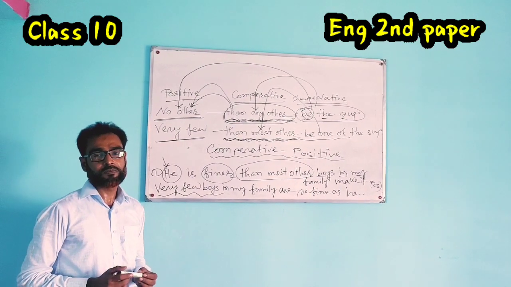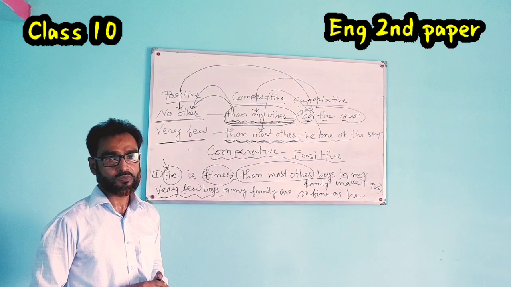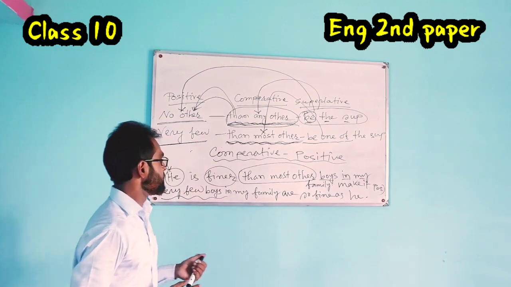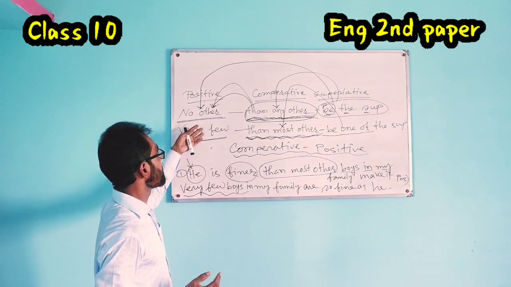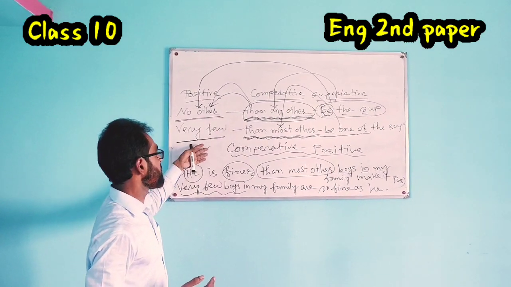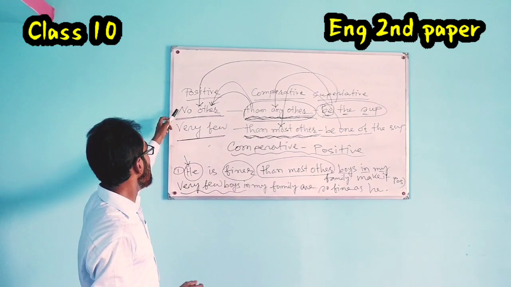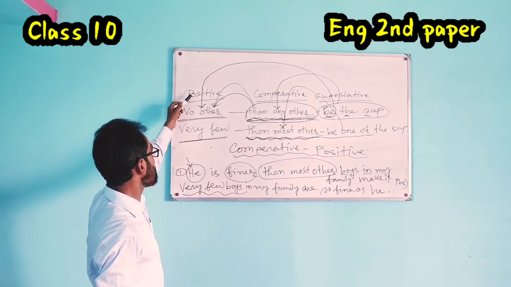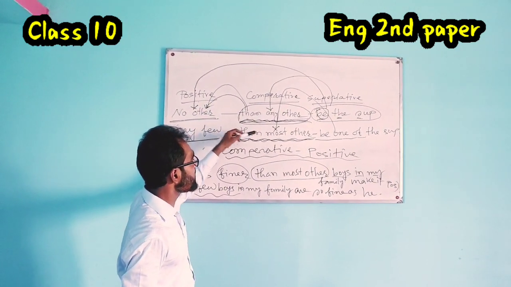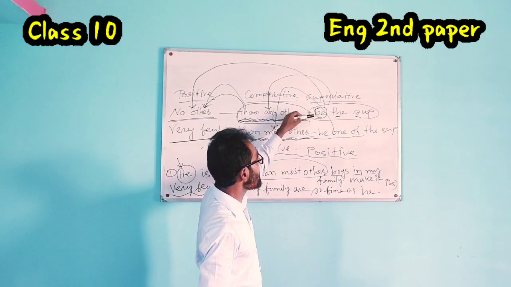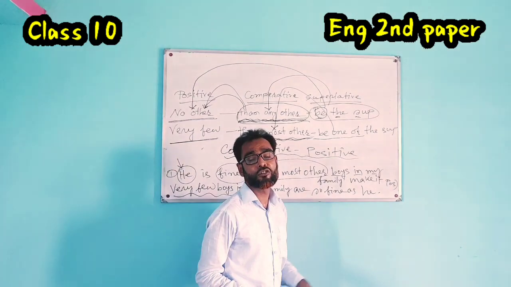Dear student, there is no cause to get afraid of transforming superlative to positive, positive to superlative. It's very easy if you follow the frame. For positive, no other, very few. For comparative, than any other, than most other. For superlative, the most or one of the most.